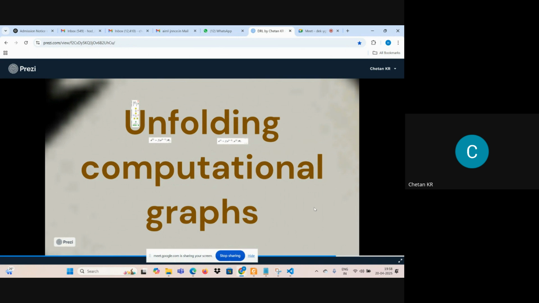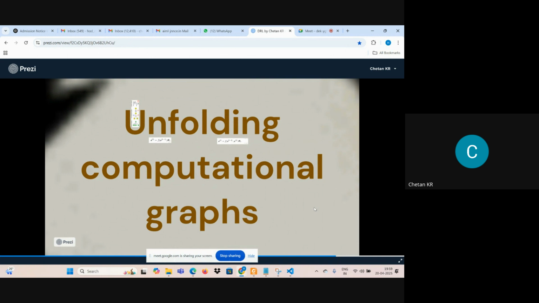This is one topic called unfolding computational graphs, where you have to find out what a computational graph is and then see how to unfold it. Whatever happens mathematically inside an RNN has to be expressed as a graph. Graph means nodes and edges, as you know. You have to express it like that, and such graphs are called computational graphs.